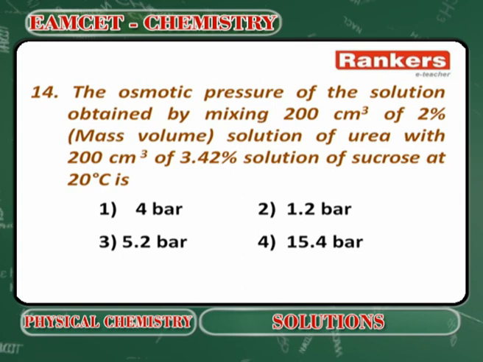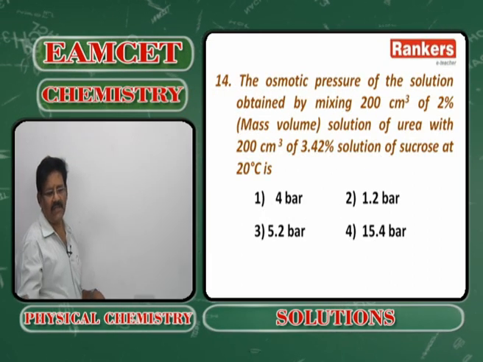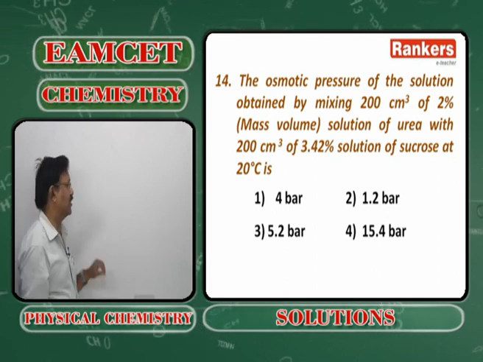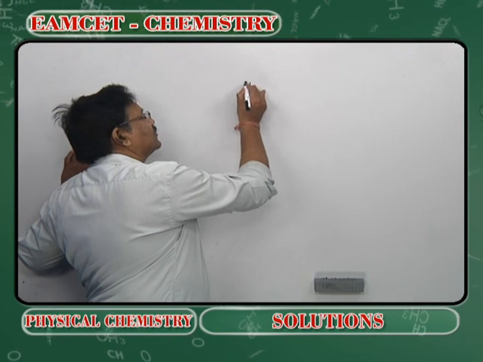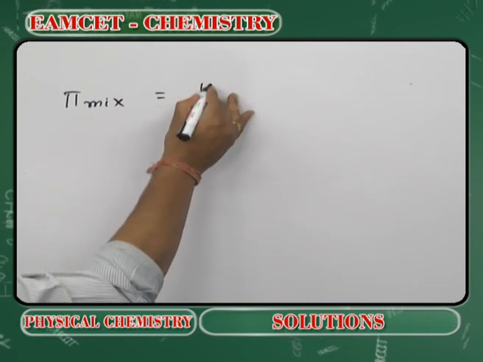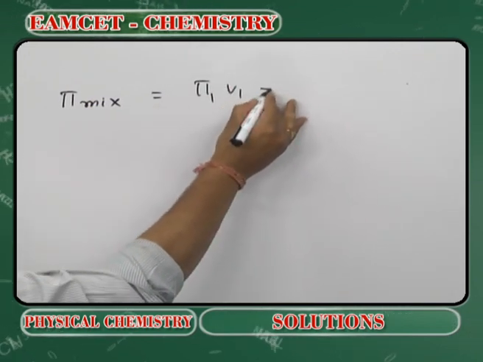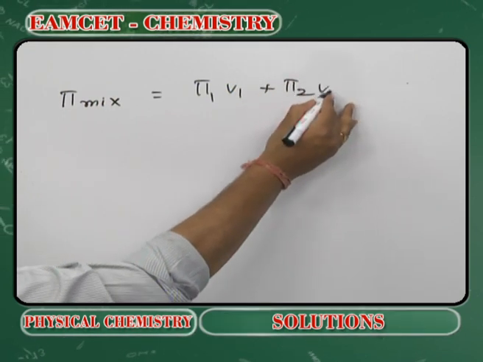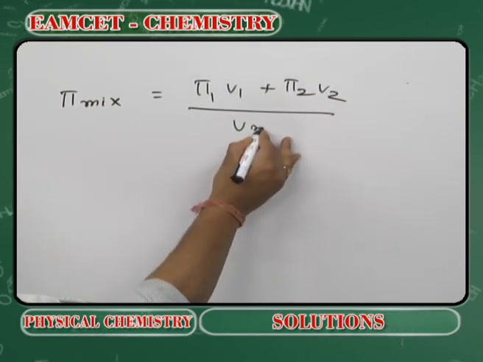The osmotic pressure obtained by mixing 200 cc of 2% solution of urea with 200 cc of the 3.42% solution of sucrose at the same temperature, that is 20 degrees centigrade. We can apply Dalton's law of partial pressures for this solution. So pi of the mixture will be equal to pi 1 V1 plus pi 2 V2 by volume of the mixture.